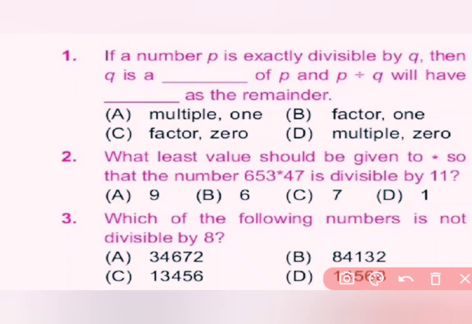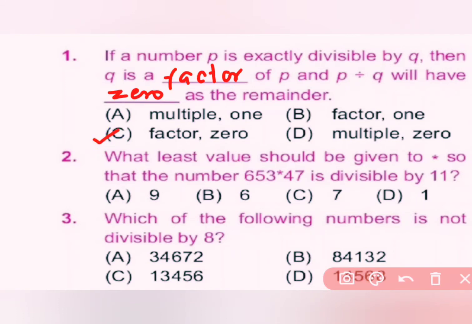Let's start. Question number 1. If a number p is exactly divisible by q, then q is a dash of p and p divided by q will have dash as a remainder. If number p is exactly divisible by q, then q is a factor of p, and p divided by q will have 0 as a remainder. So C is the right answer.